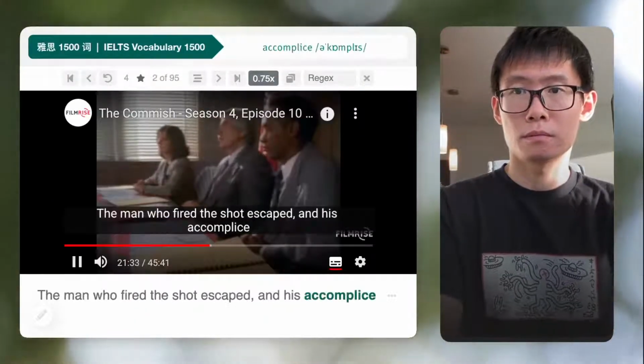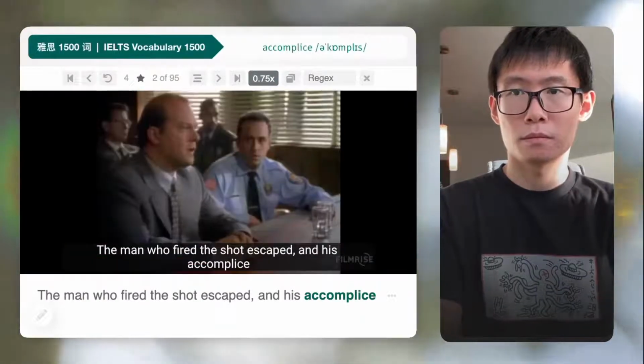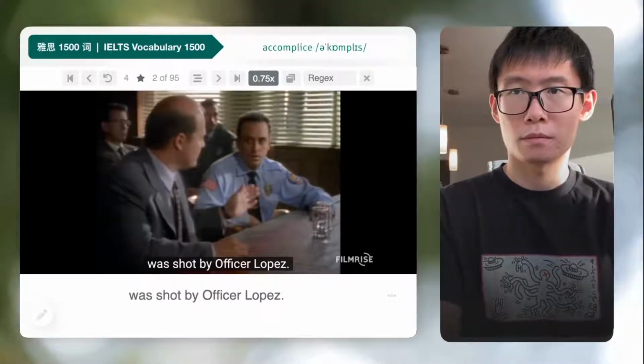The man who fired the shot escaped, and his accomplice was shot by Officer Lopez.